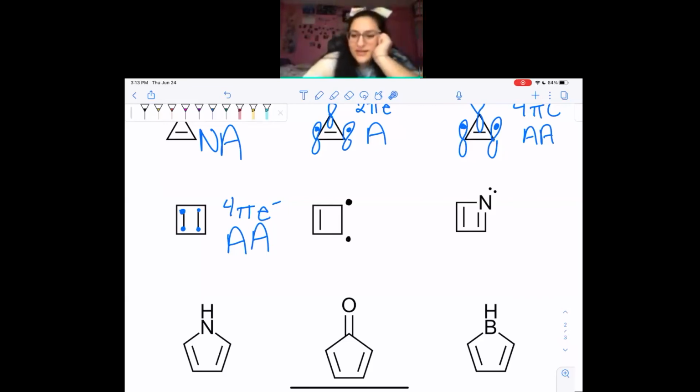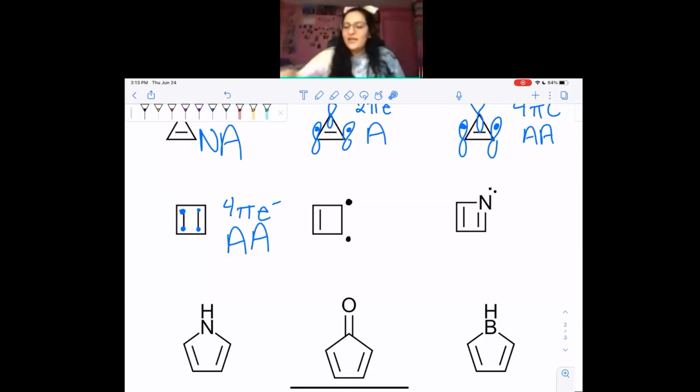And someone said that they're confused about planar. So planar just means flat, right? So if we have our plane, when we have wedges and dashes, we're pointing out of the plane. But if we're planar, we're flat. And if we're sp2 hybridized, we're flat. So what I mean when I say planar is if everything is sp2 hybridized, it's going to be flat on the plane. The only exception to that rule is if we have a really, really big ring, there's a lot of ring strain, so it might bend and not be on the plane anymore. So it won't be flat anymore.